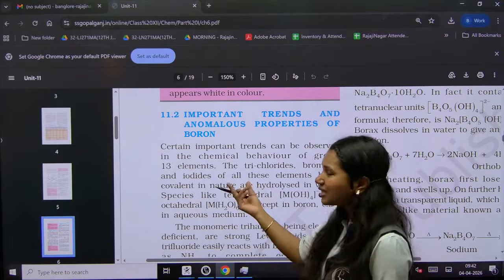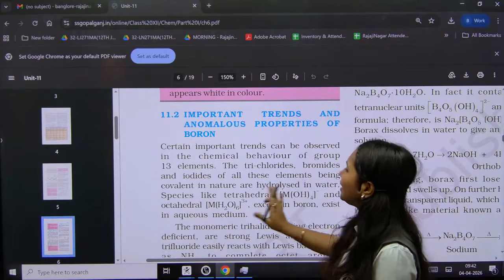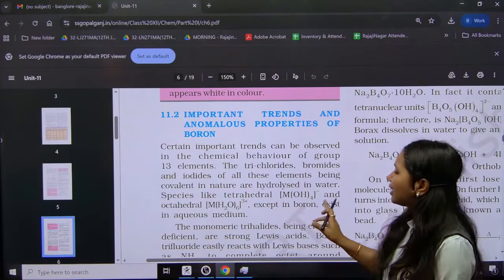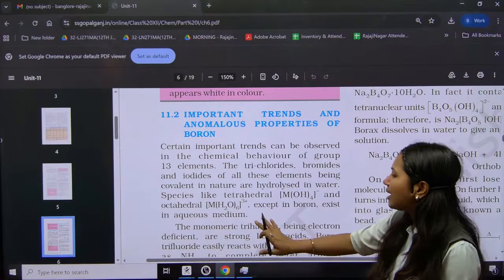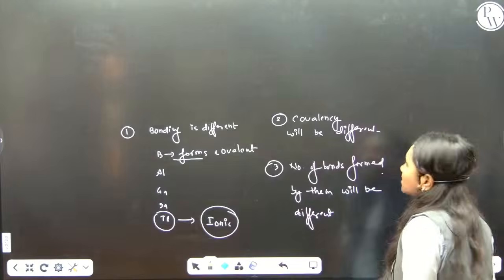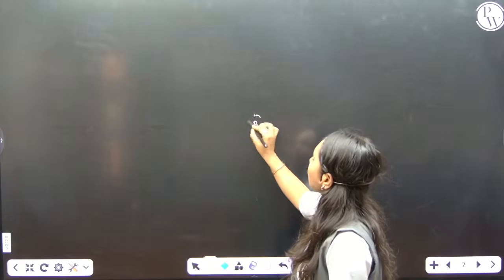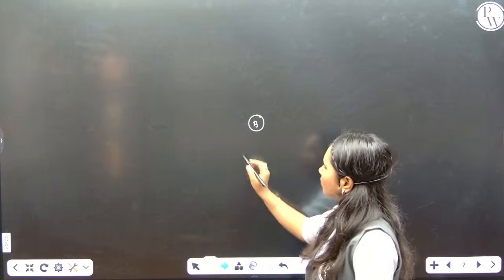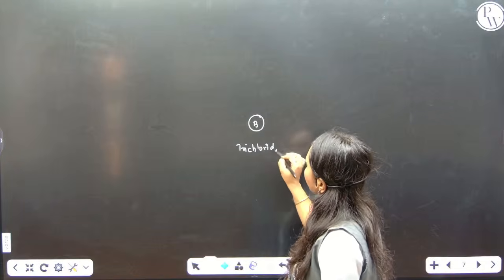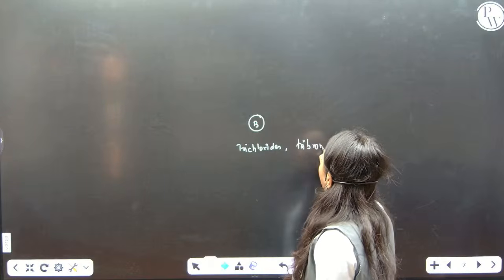So what is the exception? The trichloride, bromide, and iodide of all these elements are covalent in nature and are hydrolyzed in water, except in boron. So what is the anomalous behavior of boron? What they told: trichlorides, tribromides, triiodides of boron, aluminium, gallium, indium, and thallium.